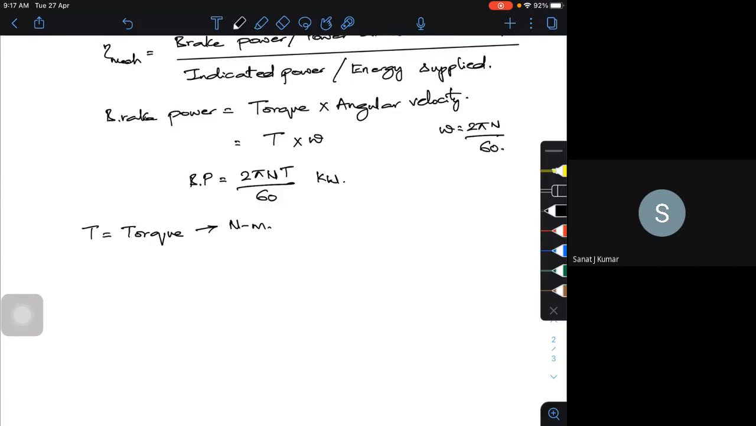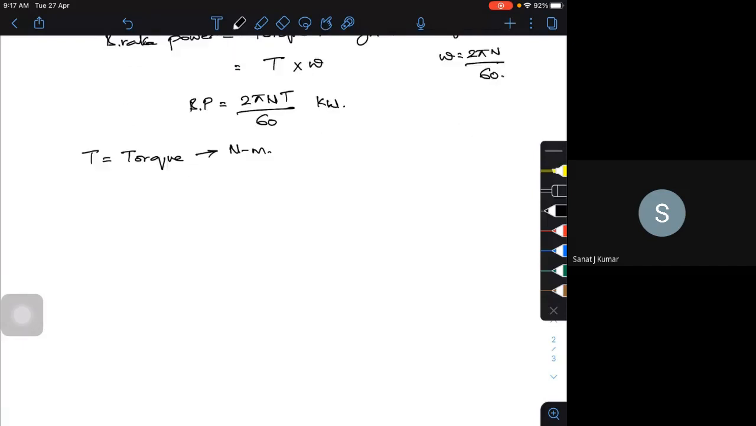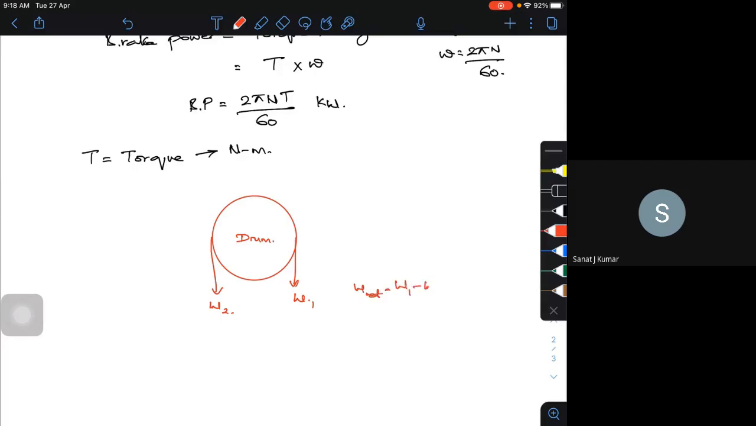So we call that the net load that is applied. And in the rope brake dynamometer, there is the internal diameter, or the radius. It is something like this: this is my drum, and I am going to add some weight to it. If this is my W1 and this is my W2, then the net weight W net will be W1 minus W2.